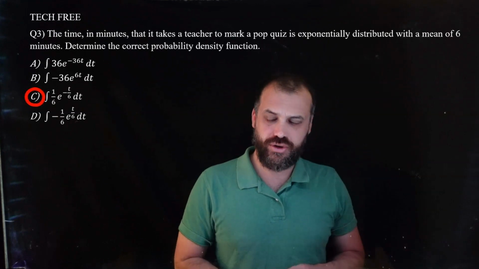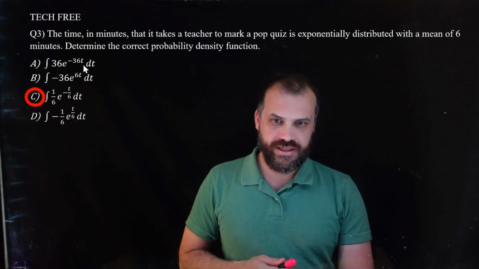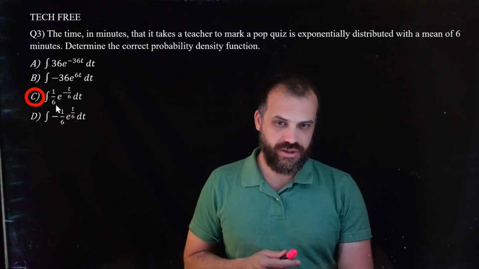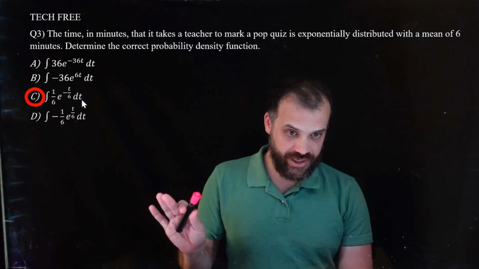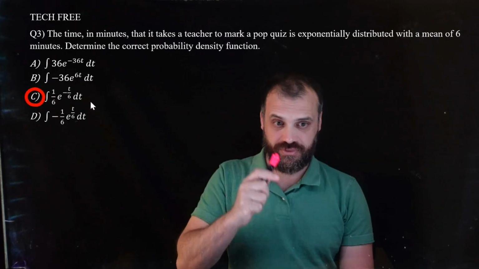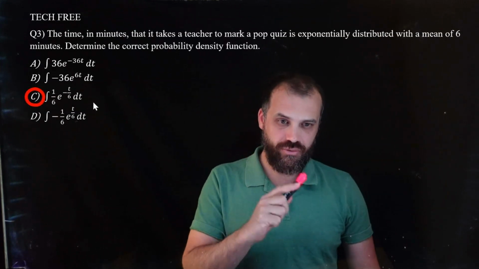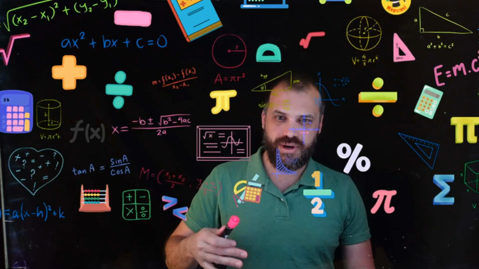If you think I needed to do more than that, let me know, but it's 1 over the wait time, 6, e to the negative 1 over the wait time. That's a formula that you should just have sitting in your head, ready to go. Easy marks, celebration, next question.